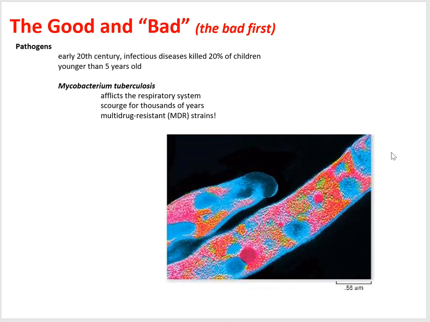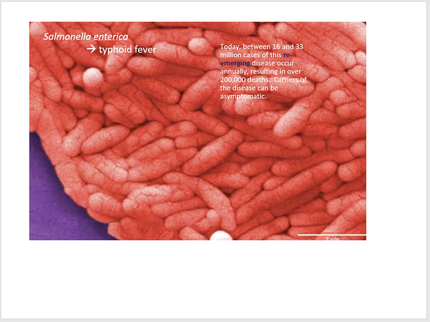This is salmonella, causes typhoid fever. Today, between 16 and 33 million cases of this are re-emerging. So another one that's coming back probably because of resistance to antibiotics. 200,000 deaths a year. The carriers can be asymptomatic. So here we got a lot of problems. We got a re-emerging disease, which could be because of some artificially selected resistance to it. Salmonella is a really horrible gut disease to get, a really horrible digestive disease. It's re-emerging, and the carriers are asymptomatic, so it's a silent disease, right?